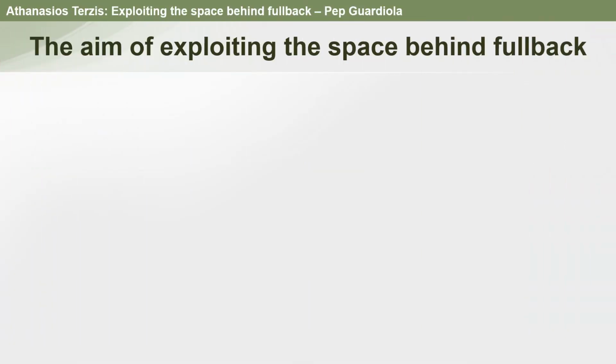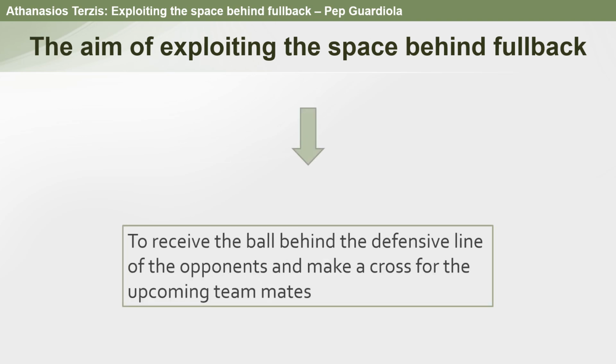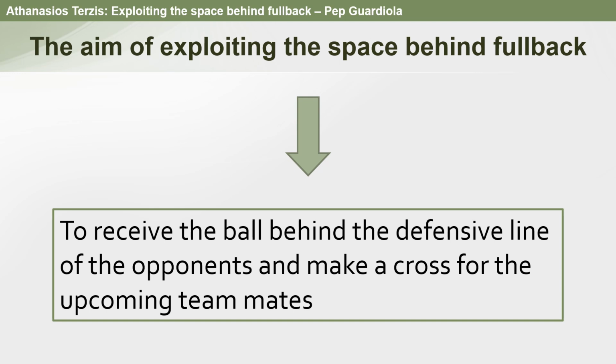Moving on to why teams try to carry out patterns of play like the one we watched in order to exploit the space behind the fullback, it is because they want to receive the ball behind the defensive line of the opposition and make, in most cases, a low cross for the upcoming attacking players.